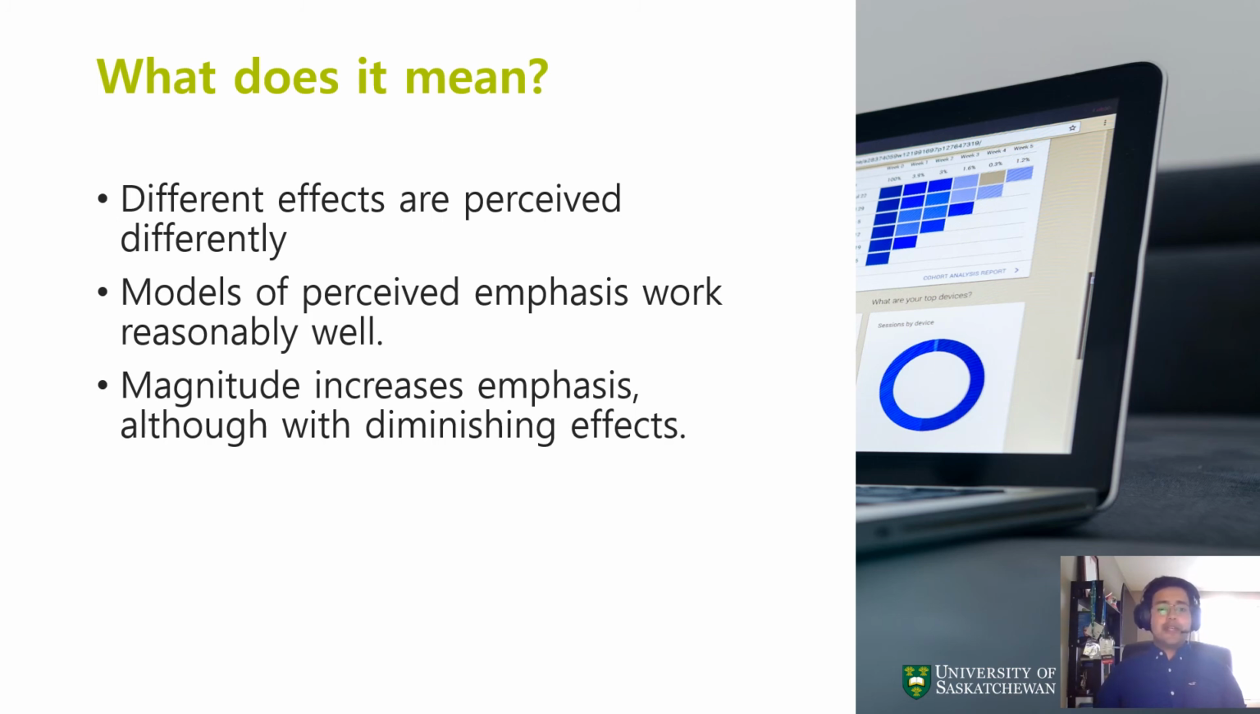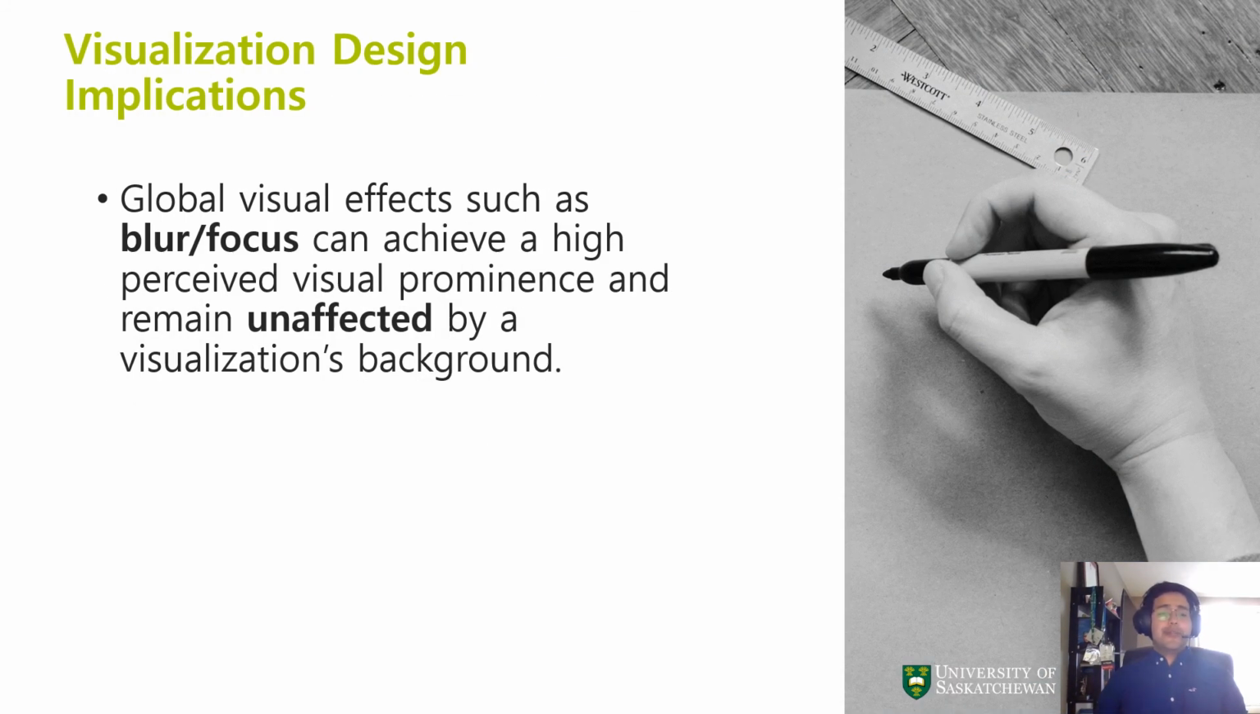Finally, as you increase the magnitude of difference, the perceived emphasis also increases, but with diminishing effect. We always saw a tailing off effect as we increase the difference, which calls for these effects to be tested at different levels. So how can we use some of the results for visualization design? Well, for example, a global effect such as blur can achieve a high perceived visual prominence. It's also relatively unaffected by a visualization's background when trying to create an emphasis effect.